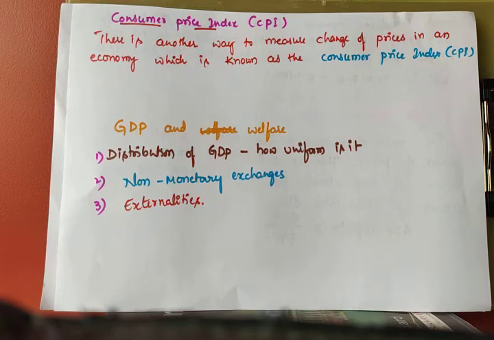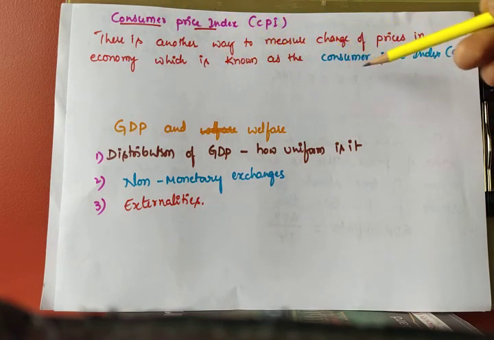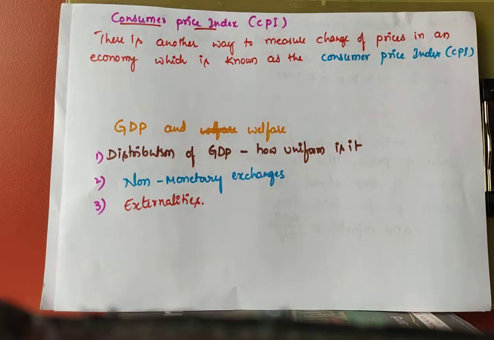And another method or measure to calculate national income, if the prices are changed, is the consumer price index. See, there is another way to measure change of prices in an economy, which is known as the consumer price index, CPI. This can also be helpful to calculate national income if the prices are changed. This is also expressed in percentage terms. Another one is the WPI, wholesale price index. Okay, so that is up to these methods to calculate national income.